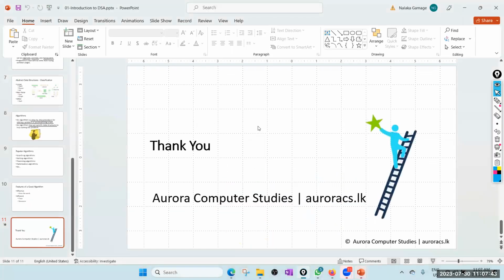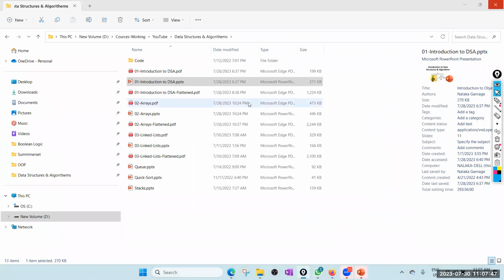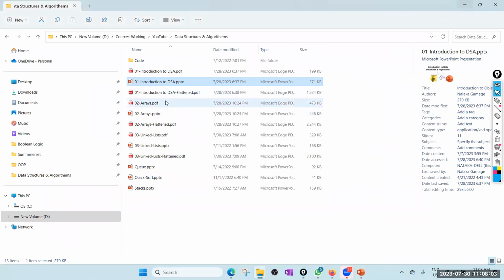Okay. Right. So that's it for the introduction to data structures and algorithms. Okay. Now we are moving to our second topic, arrays and linked lists. So we take it as two separate topics. We take arrays first, then we can go to the linked list. Okay. The note is again available.